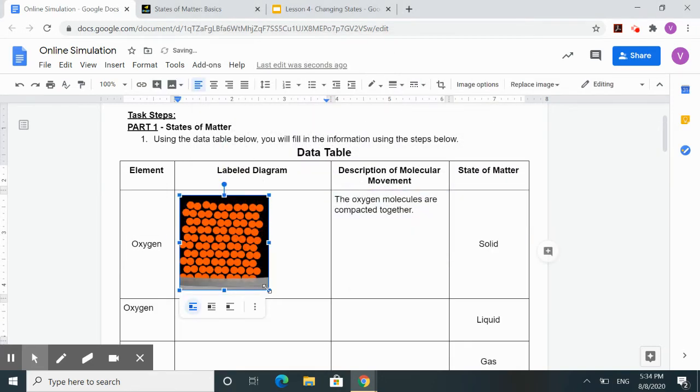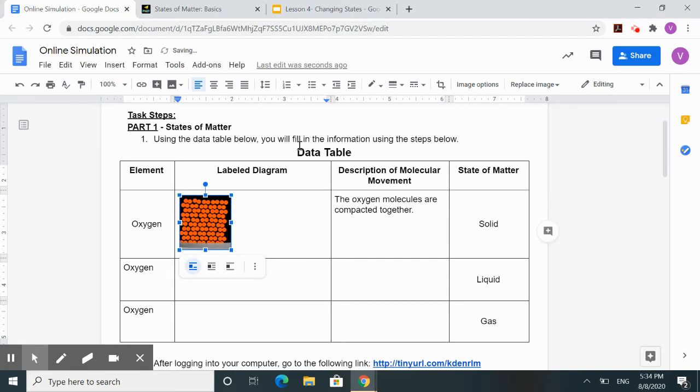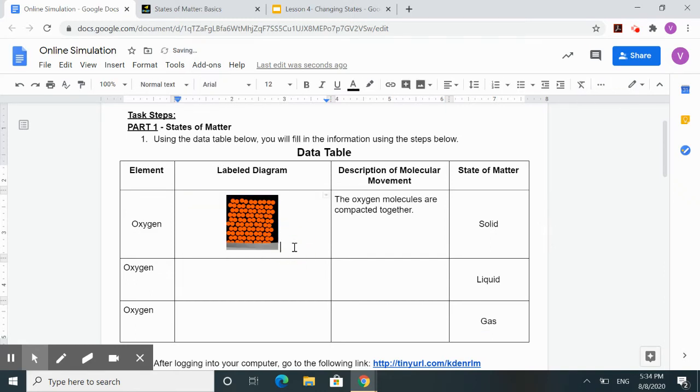Okay, this is my image. I have to label this. So this is my diagram. Now I have to label it. I'm going to label it as oxygen molecules. Okay, that's it. Pretty easy.